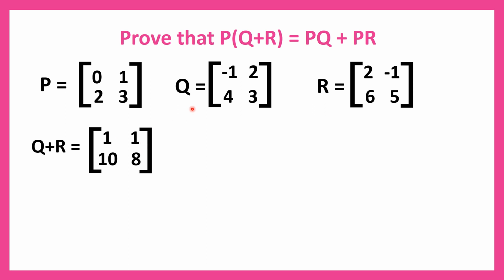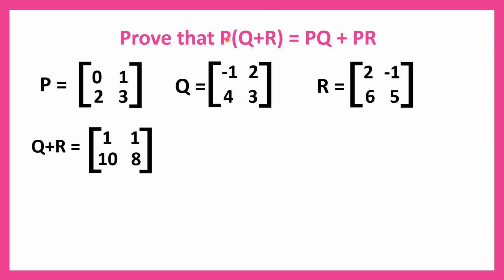Now, let us try to add Q and R. -1 plus 2 is 1. 2 plus -1 is 1. And 4 plus 6 is 10. 3 plus 5 is 8. So that is Q plus R.